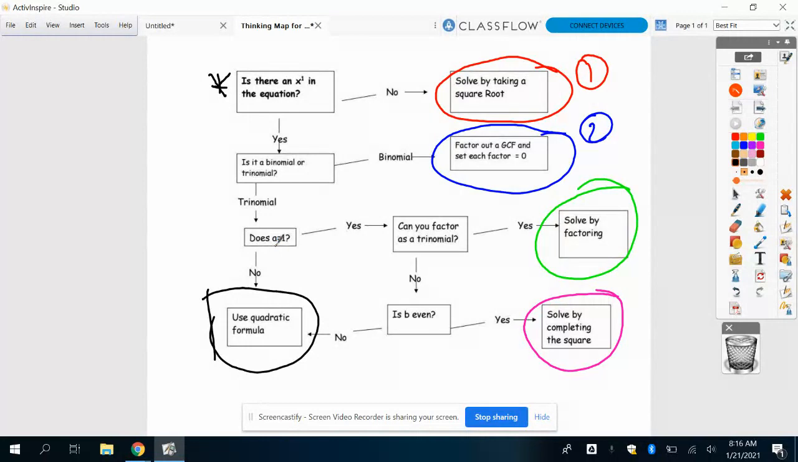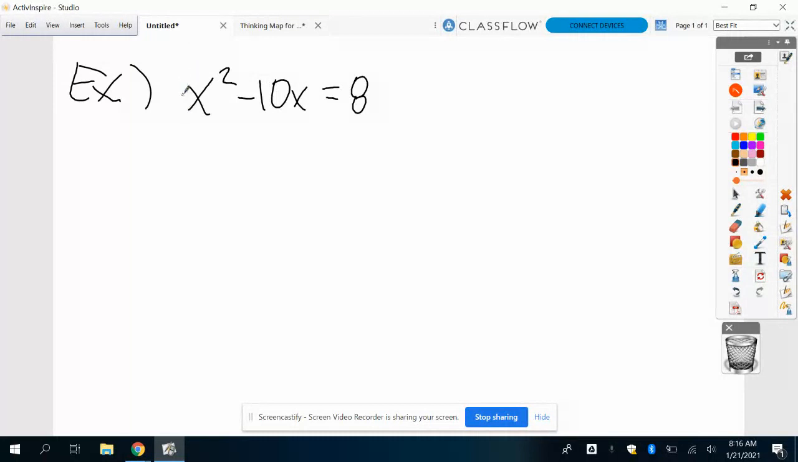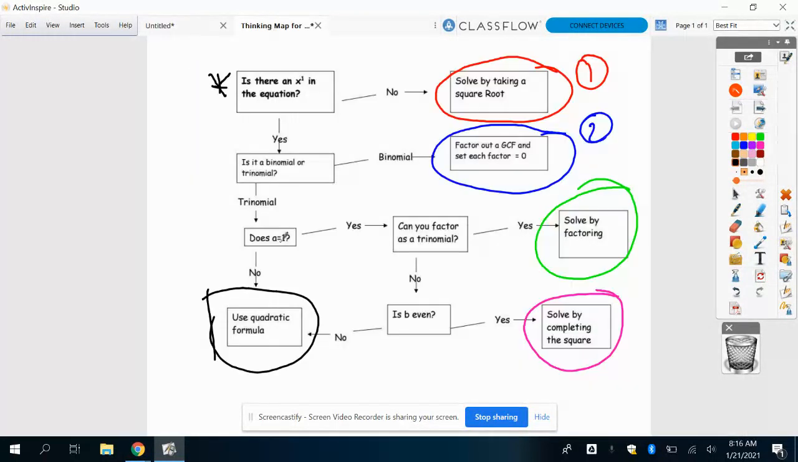Then it says, is a equal to 1? So if we look back, a is 1. There's nothing in front of x squared. So we want to keep looking there. So we're going to go to yes. Then we want to see, can we factor the trinomial? So that's the next thing to try to look for.